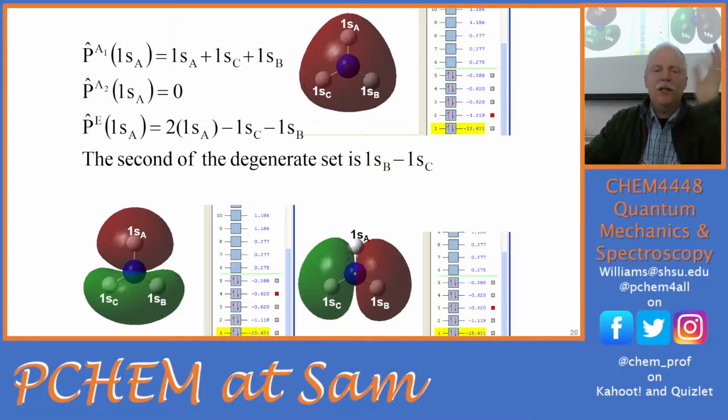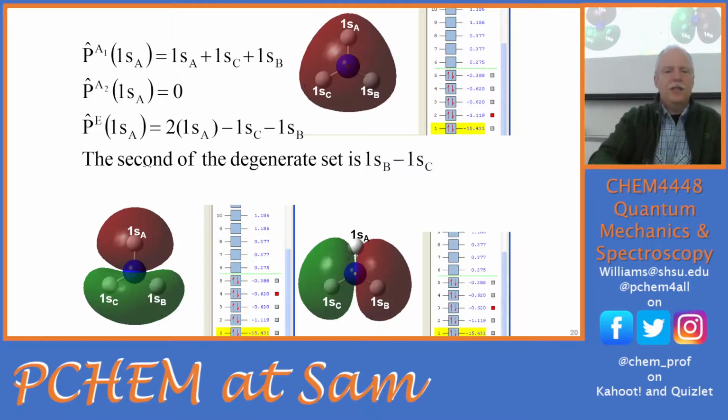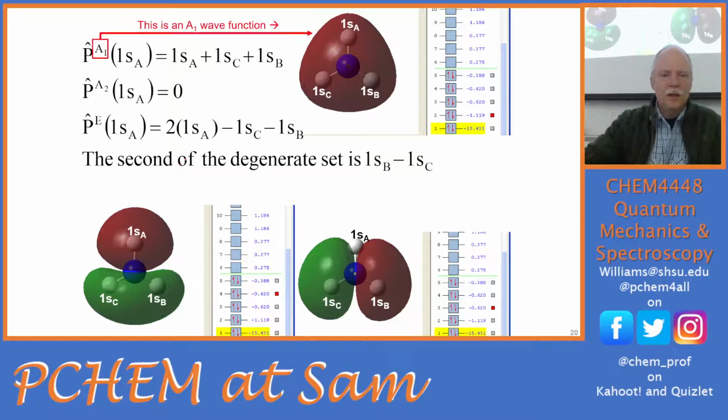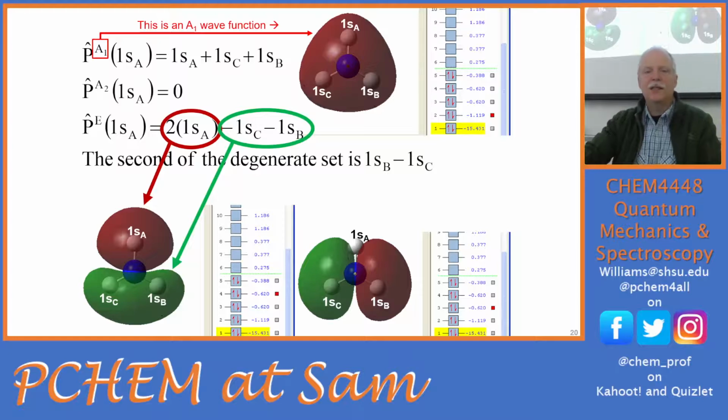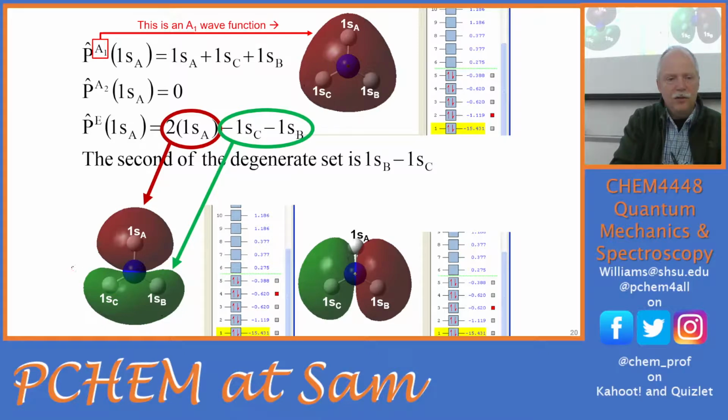So these are the pictures of those symmetry adapted linear combinations. They're actually pictures of the molecular orbitals. We've combined them with the nitrogen orbitals, but you can see that effect. So this is the A1 wave function, which has that 1SA plus 1SC plus 1SB, and then that 2 1SA and the minus 1SC minus 1SB just indicates they're different colors. And you can see that 1SA is twice as large, and you see that node goes this way.